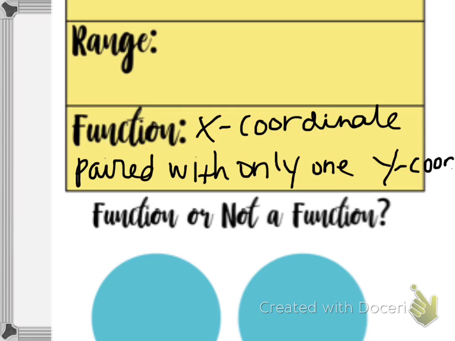What we show with mapping diagrams is whether or not something is a function. And when we're talking about whether or not something is a function, we mean that every x coordinate is paired with only one y coordinate. So basically, everything that's in the domain can only have one partner in the range. The x coordinates can only be paired with one and only one y coordinate, and that would make a function.